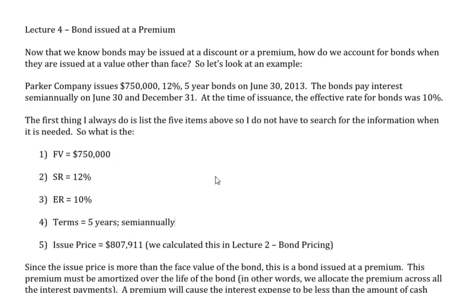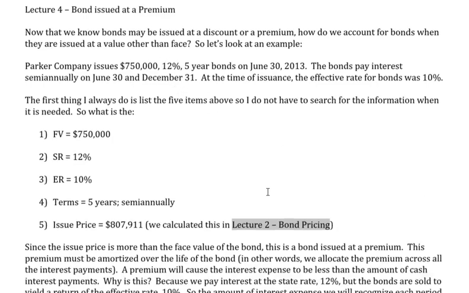Now, to find the issue price, we did this in video 2, actually, or lecture 2, the bond pricing. It was the last example down there. So in that, we got 807,911 in the video. So that should be our bond pricing. Again, if you need to review how to calculate bond price, go back to lecture 2, the bond pricing. For this bond, it's the last example in that video, so it's toward the end of the video.